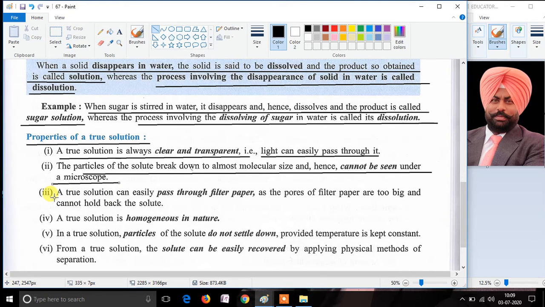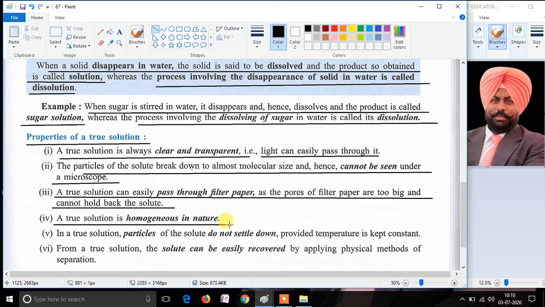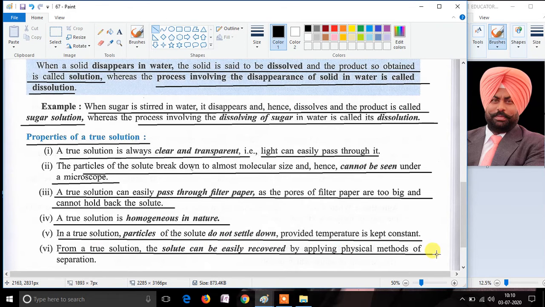The solid particles get dissolved and obtain the size of a very small extent. Therefore, they can easily pass through the filter paper. Hence, we can say that they are easily filtered as the pores of the filter paper are big enough which do not hold the solute in it. The true solution is always homogeneous in nature. In true solution, the particles of the solute do not settle down, provided the temperature is kept constant. And from a true solution, a solute can easily be recovered by applying certain physical methods of separation.